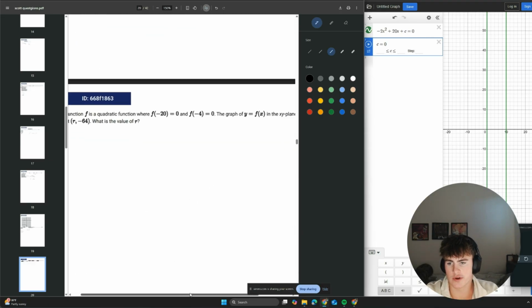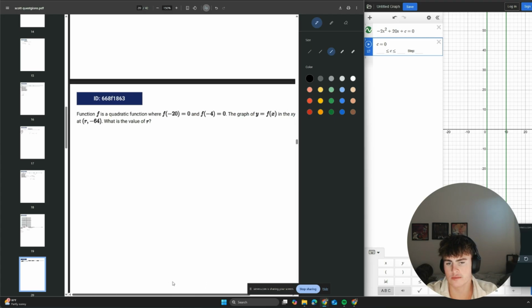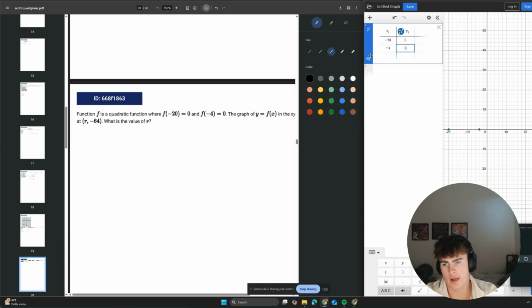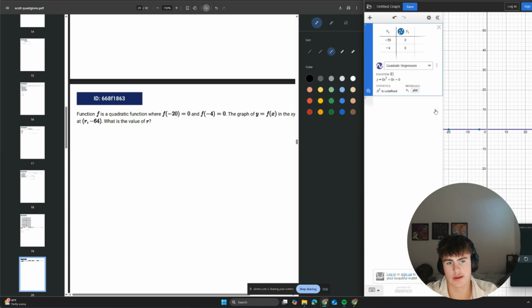This one looks hard. Function f is a quadratic function where f of negative 20 is that, and that vertex at that. Okay, so first, I guess we go table probably. So we have 2 points here. We have negative 20 comma 0. And we have negative 4 comma 0. Let's do a quadratic here. We don't have enough information yet, but the next point we could do is r comma negative 64.